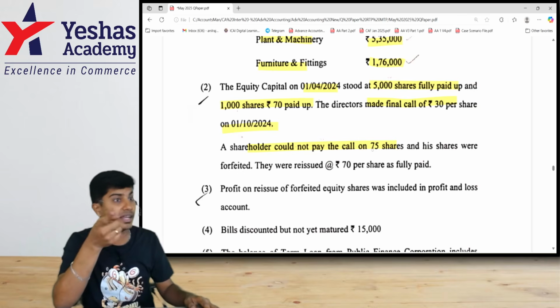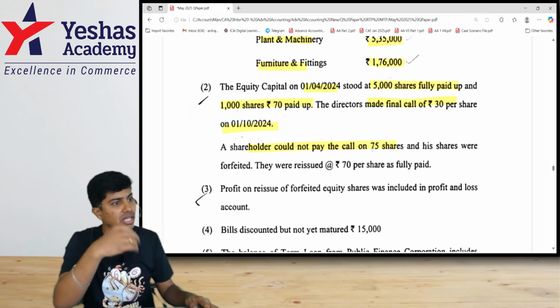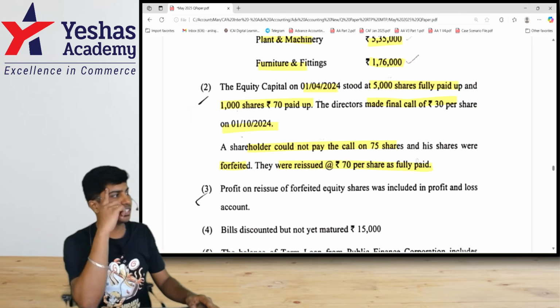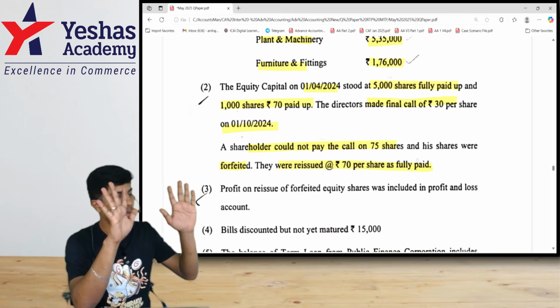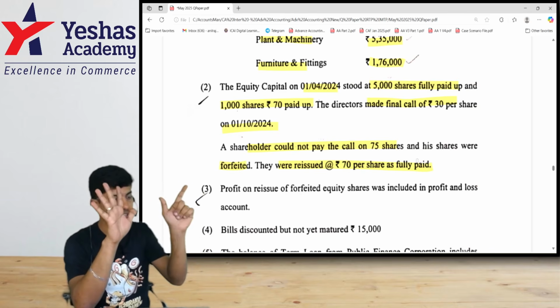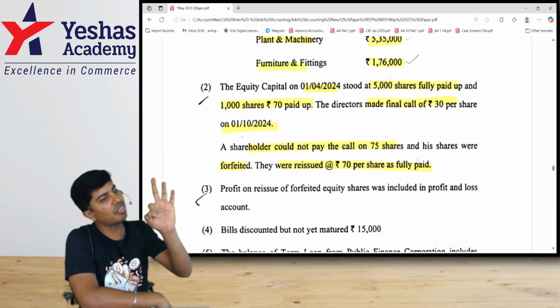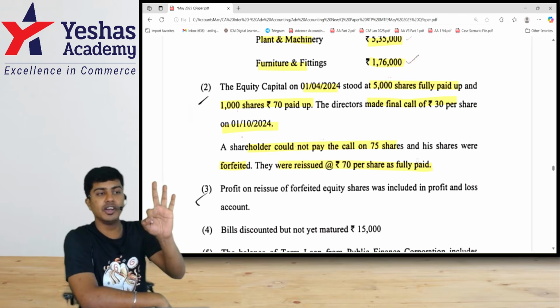How much had he already paid? 70. How much did he not pay? 30. His shares were forfeited. Very good. And the shares were reissued by the company at 70. Try and understand what is the nominal value? 100. How much was previously collected? 70. How much was not called? 30. Now in the year, how much did we call? 30. Did he pay 30? He did not pay 30.